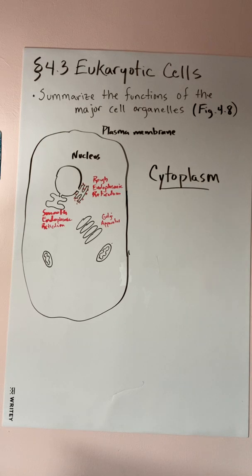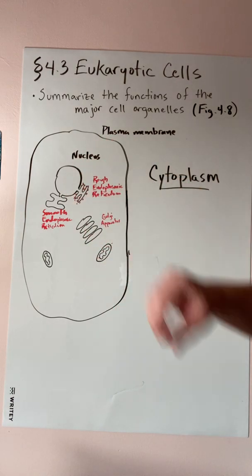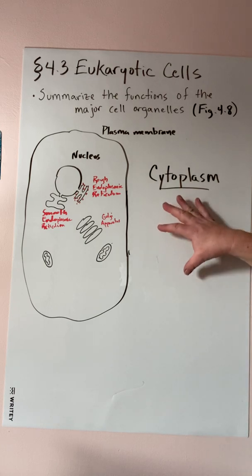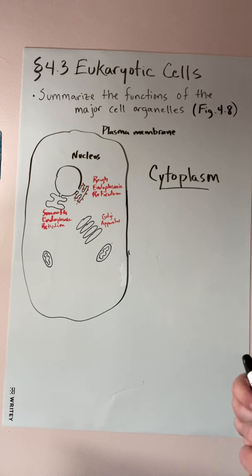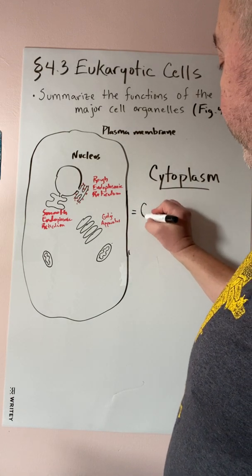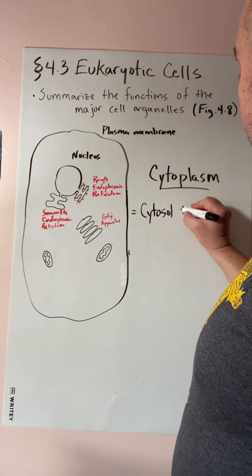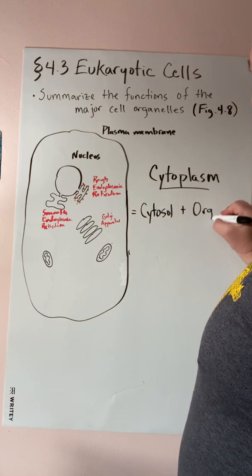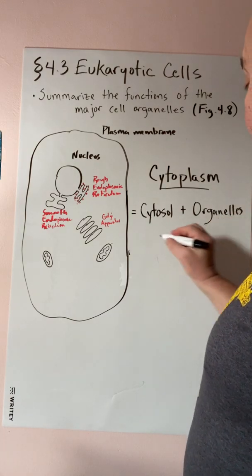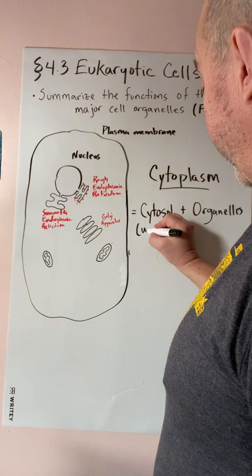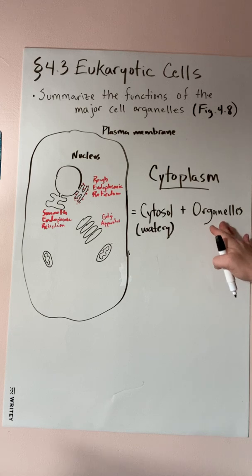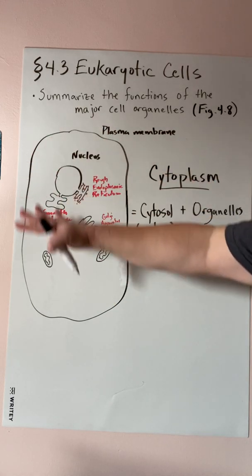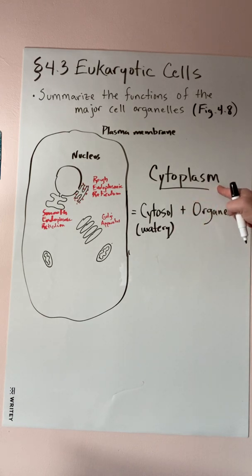All right, our last video for the different organelles. So all of these organelles that are in an animal cell or a plant cell are all immersed in what's called the cytoplasm. The cytoplasm is actually a combination. The cytoplasm equals the cytosol plus the organelles. The cytosol, that's the watery part. So the liquid that all these organelles are swimming in is the cytosol. The combination of everything inside the cell is the cytoplasm.